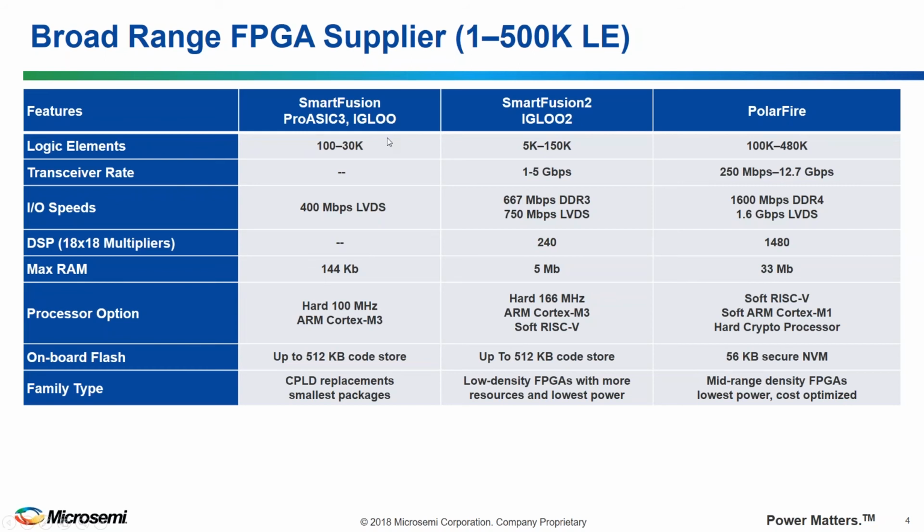The first column here shows the SmartFusion, ProASIC 3 and Igloo devices. These are low-density CPLD replacement devices that run in the range of between 100 and 30,000 logic elements. Small devices that you could use to replace traditional CPLDs. Again, these devices are reprogrammable, but they're also non-volatile, so it gives you a little bit of an advantage in terms of security and power.